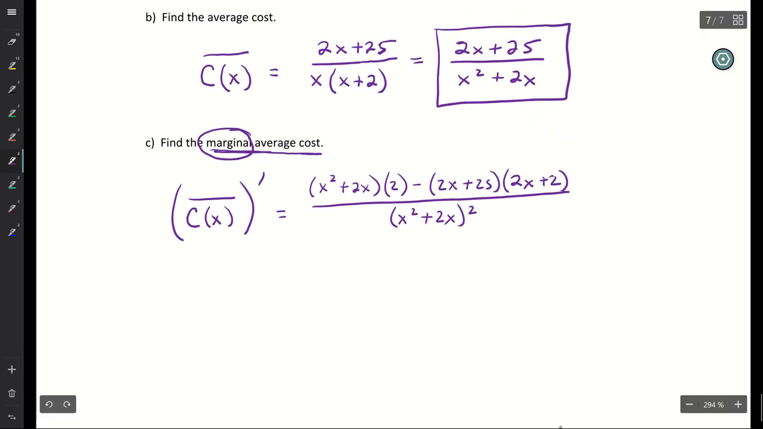All right, so from here, I'm going to go ahead and distribute this 2. So we've got 2x squared plus 4x. I'm going to keep the minus, and then I'm going to put a big parenthesis here, meaning that eventually that negative is going to be distributed. Notice on the second group of stuff, I'm going to have to FOIL it. So I'm going to change colors here so you can see me do that. So now foiling that, I'll get 4x squared plus 4x plus 50x plus 50, and all over the bottom squared.